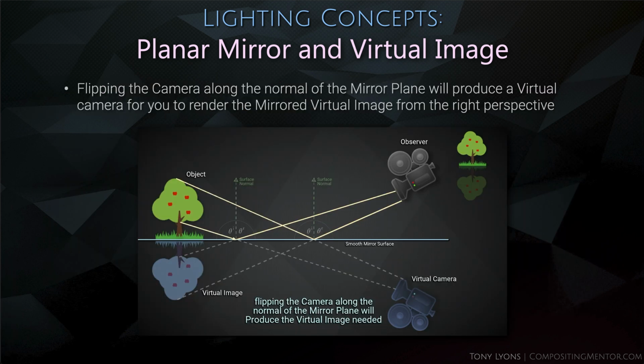So in order to get this specific effect we're going for, we need to flip the camera along the normal of the mirror plane, and that will produce a virtual camera for you to render the mirrored virtual image from the right perspective.